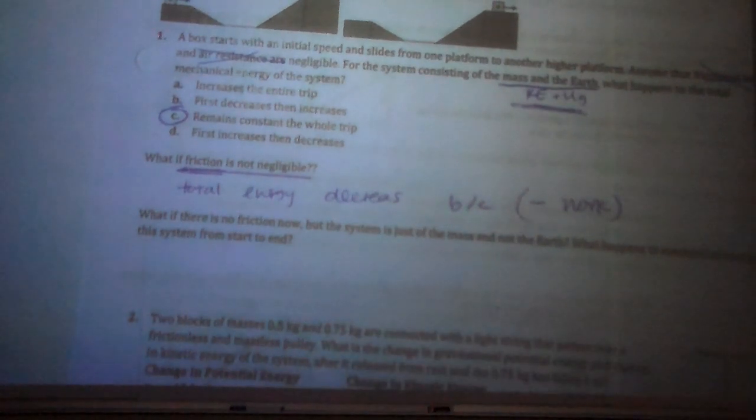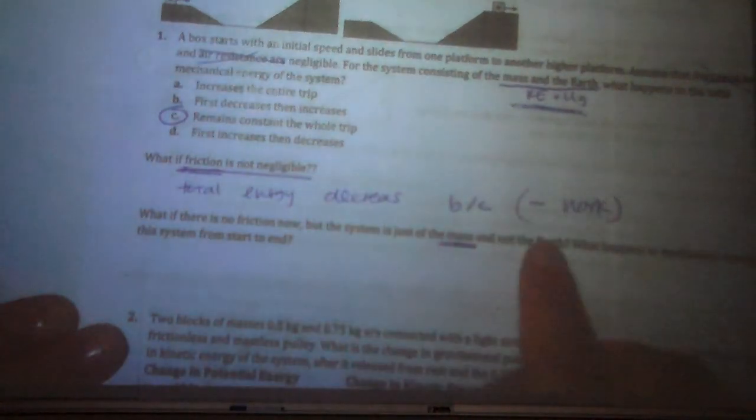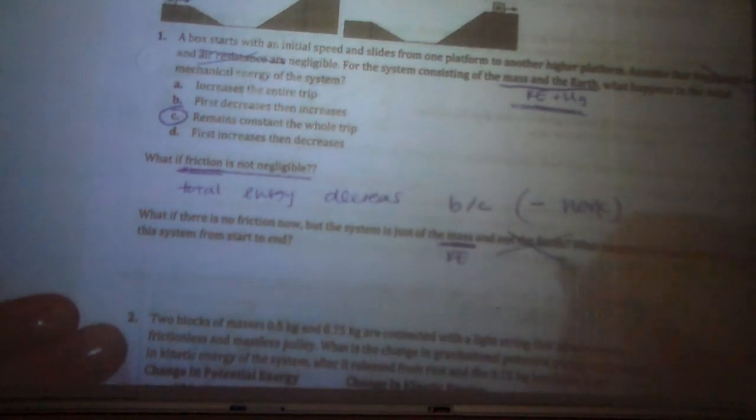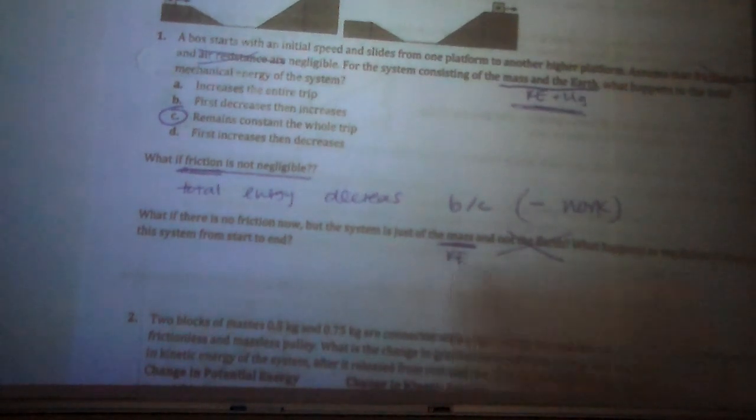Let's go back to the no friction scenario. What if I'm talking about just the mass, like just this box right here and not the Earth? So that is saying just kinetic, not potential at all. What happens to the mechanical energy of just the box? Well, that's just kinetic. So the kinetic energy is going to be getting faster here and getting slower here. So your kinetic energy will increase then decrease, because you're going to be losing potential, gaining kinetic, and then gaining potential, losing kinetic. Whereas here, the two together, it stays the same. This one I'm just talking about the kinetic, so that will be increasing then decreasing.